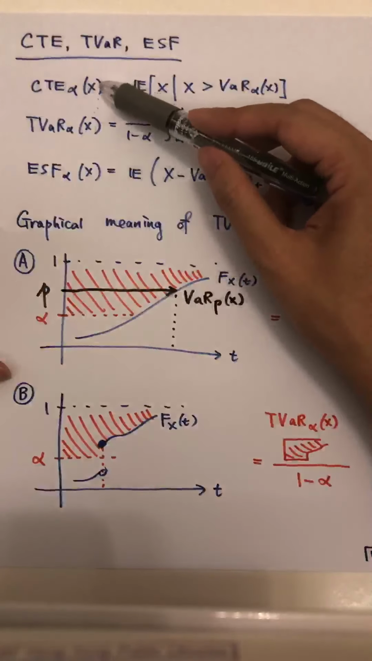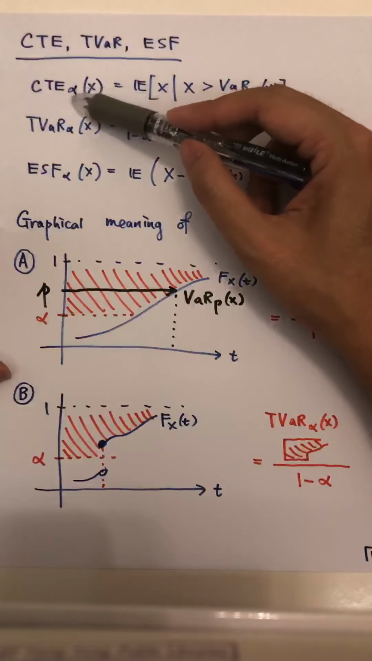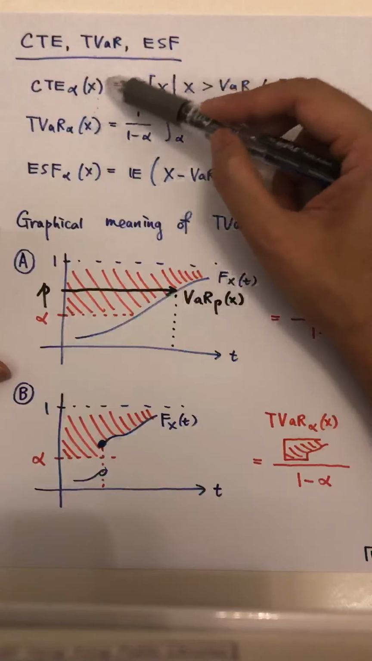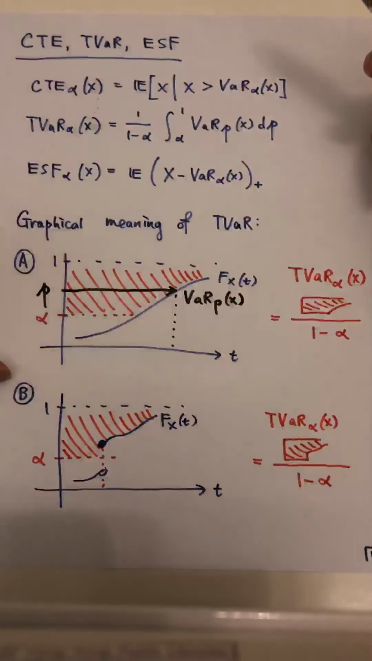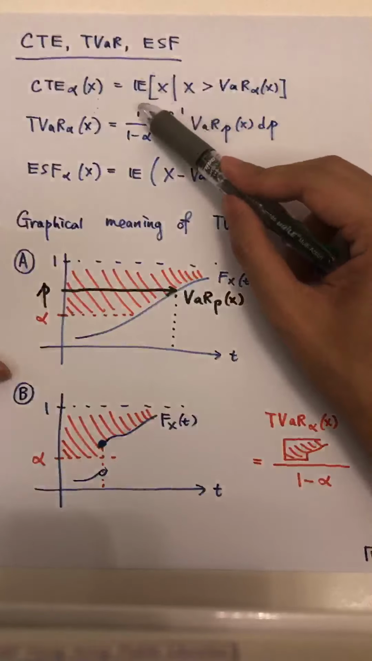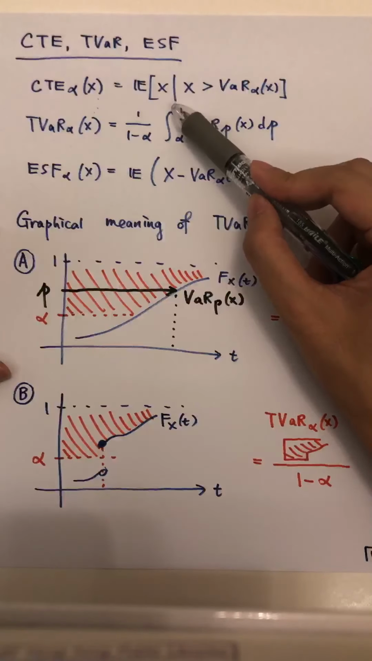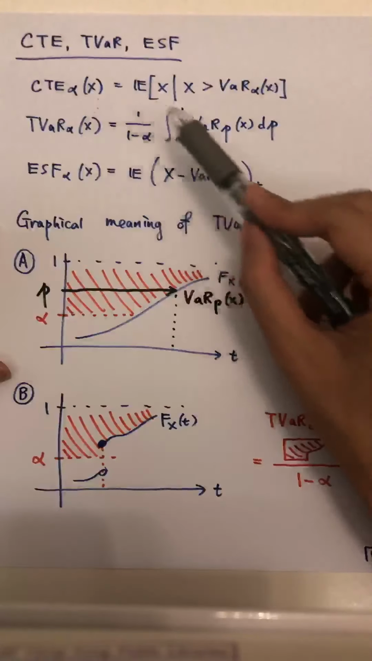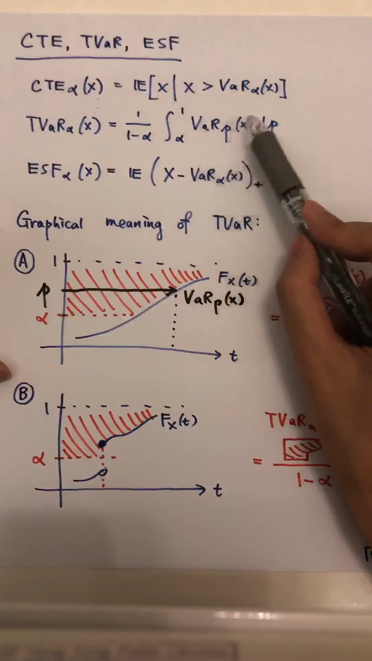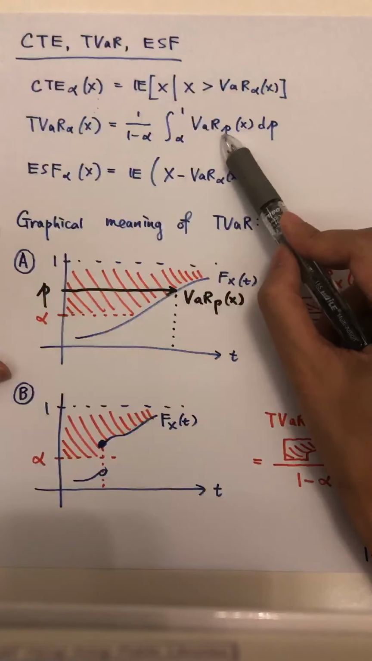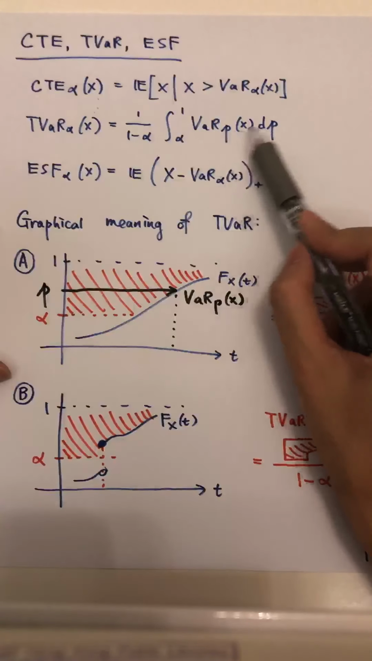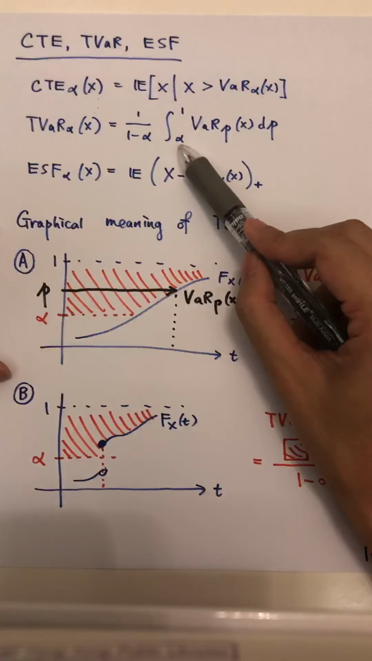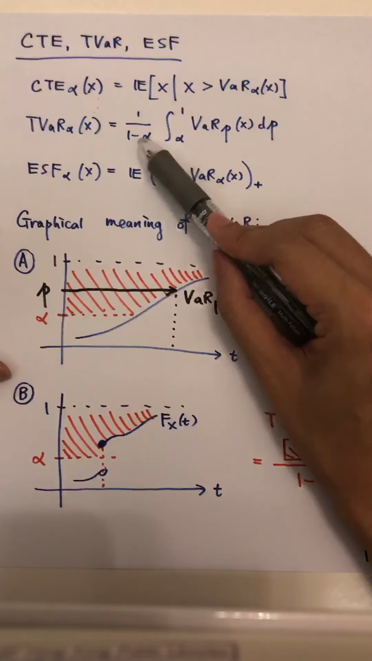You can see all of them involve level alpha. This alpha, just like in the case of value at risk, should be a number close to 1, for example 0.99 or 0.995, and x represents the future loss. CTE is defined as the expected loss given that the loss is greater than the value at risk. And then T bar is given by the integral of the value at risk while treating p as the variable of integration. We integrate p from level alpha to 1 and then divide by 1 minus alpha.